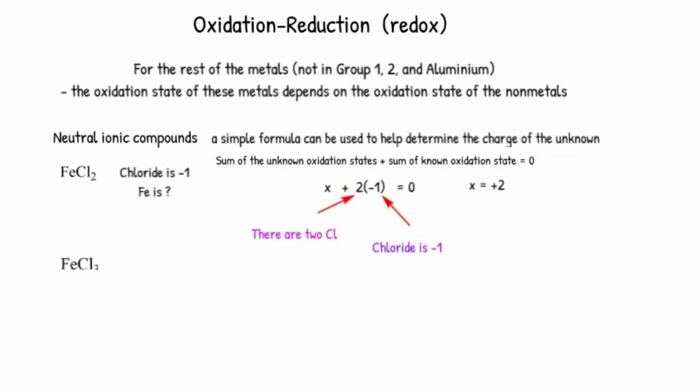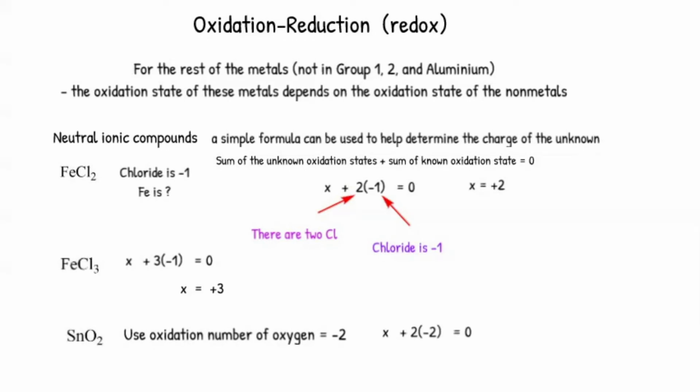Another example is FeCl3. X plus 3 times -1 is equal to 0. X is equal to +3. Here's another example, SnO2. The oxidation number of oxygen is -2, so X plus 2 times -2 is equal to 0. X is equal to +4 for the oxidation state of tin.